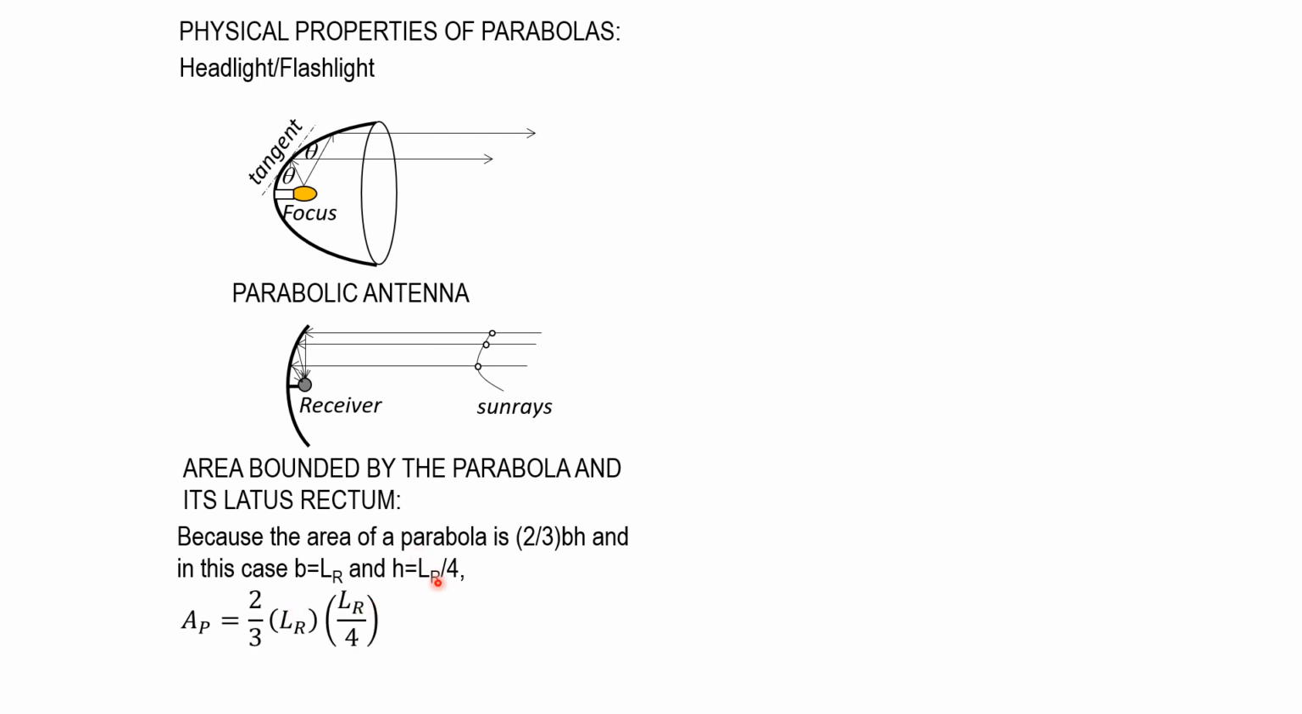So substitute the area of parabola, 2/3 of base. This is the base, which is the length of the latus rectum. The height would be P, and P is 1/4 of the length of latus rectum. Simplifying, the area of the region bounded by the parabola and its latus rectum is 1/6 of the length of the latus rectum squared.